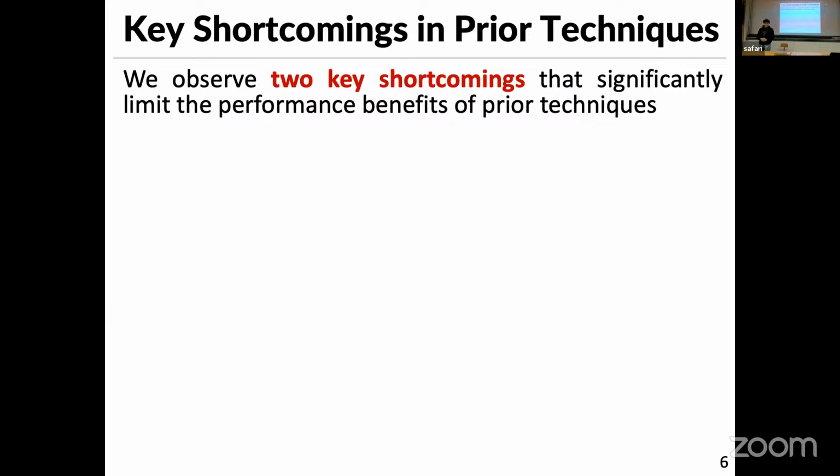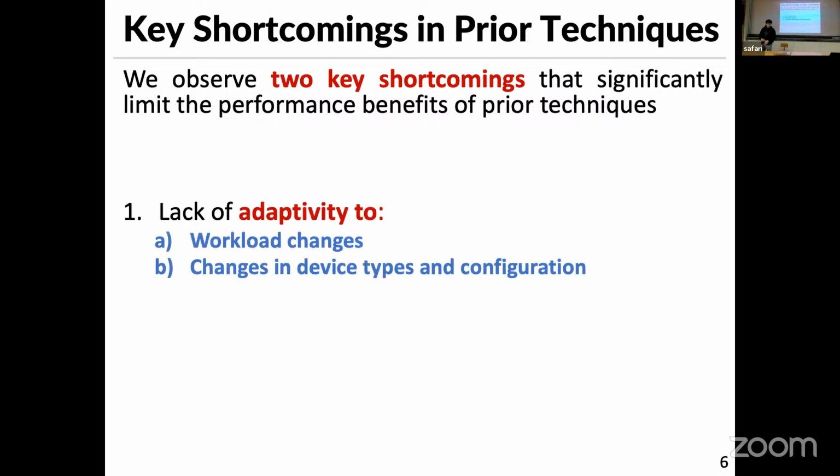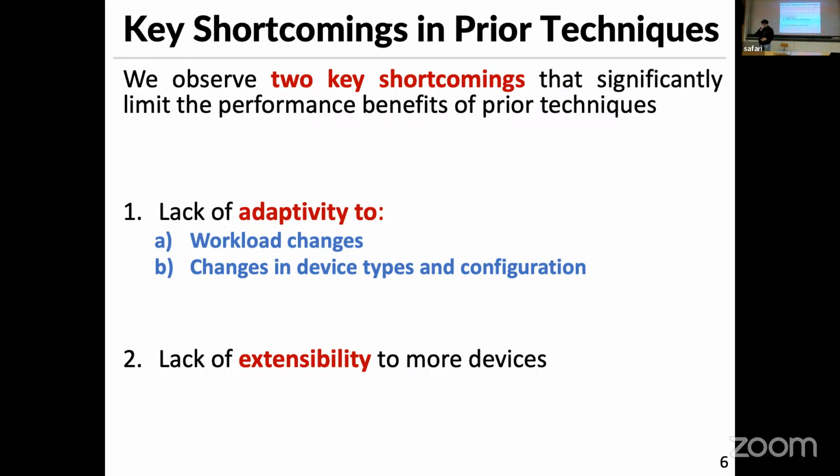Now, to the point of this outline, we observe two major shortcomings of previous data placement techniques, which are first, a lack of adaptivity to workload changes and to changes in device types and configuration. We will see later in more detail what that is. And there's also a lack of extensibility to more devices, which means when, for instance, you go from a hybrid storage system with 2 devices to 3 devices, it's very hard to use the same data placement policy for the 2 configurations.